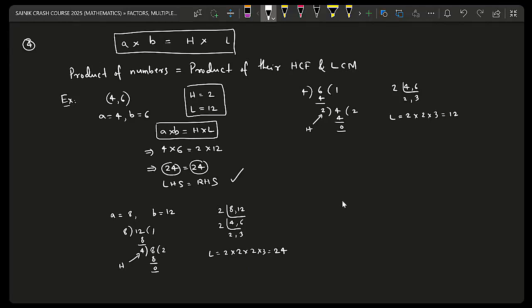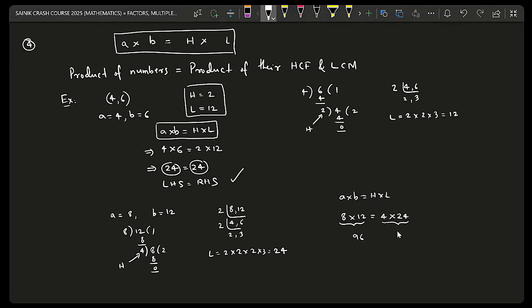Let us verify this property. Is A into B equal to HCF into LCM or not? What is the A value here? A is 8. What is B? 12. What is HCF? 4. What is LCM? 24. What is the product of 12 into 8? 96. What is the product of 4 into 24?